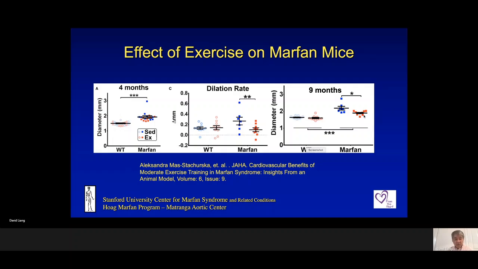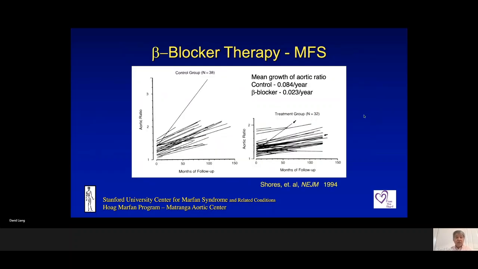Okay, so what else can we do besides guidance in life? Well, one of the recommendations is beta blockers, and this has been present for greater than 20 years. And this was first reported by Shores and Dr. Pieritz in a group of patients with Marfan syndrome. So we treated half the group with no medications, just observation, and the other half with beta blockers. You can see from the slope of the lines, the aorta grew much slower in those who were treated with beta blockers. So beta blockers have been the standard therapy in that time, and we feel very comfortable with it.